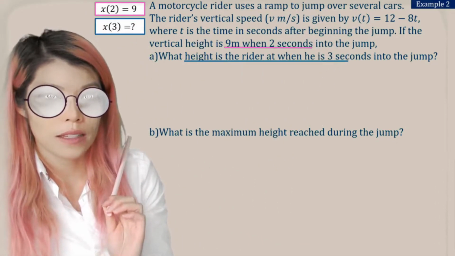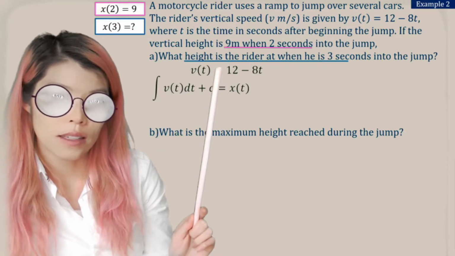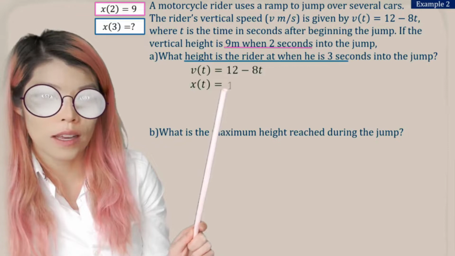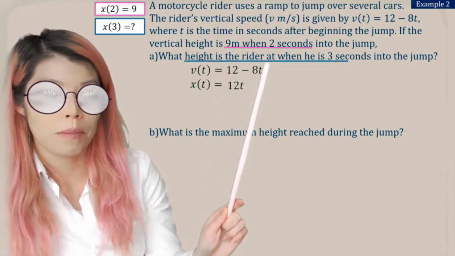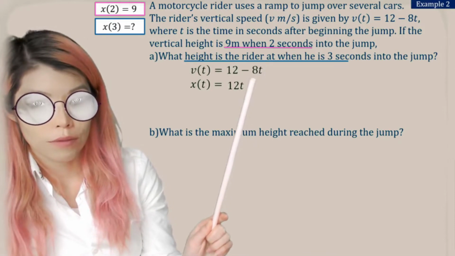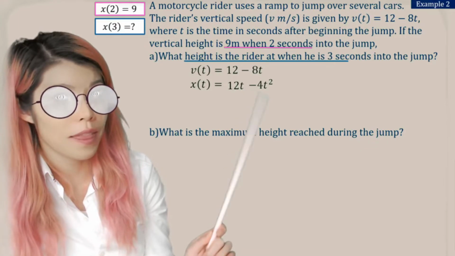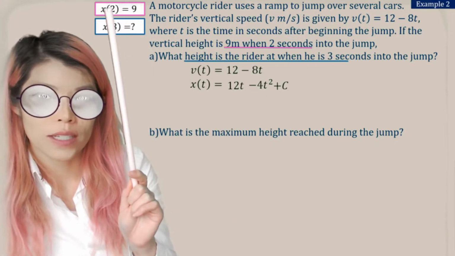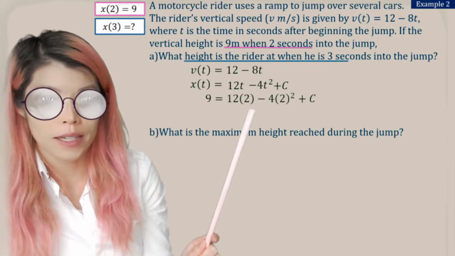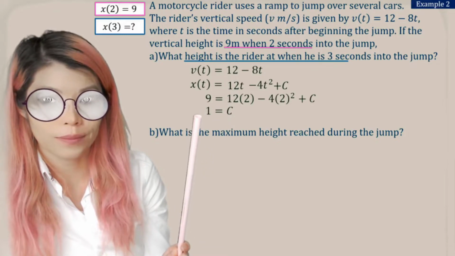So now that we have that, we clearly see that we have v, we want to get to x, so we find the antiderivative. So anti-deriving that would give us x(t), so 12 becomes 12t, and the minus 8t becomes t to the power 1 plus 1, t squared. So dividing by 2 becomes minus 4t squared. Don't forget the plus c. Now we have a piece of information. So when t is 2, x is 9, plug that in. And that's going to help us find what c is, which is 1.